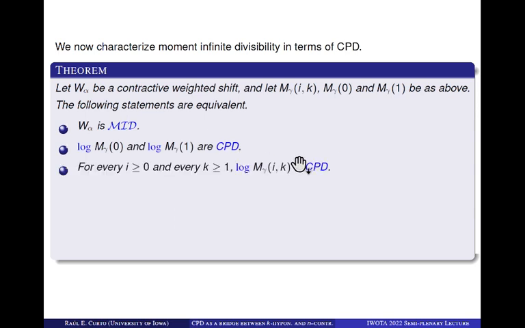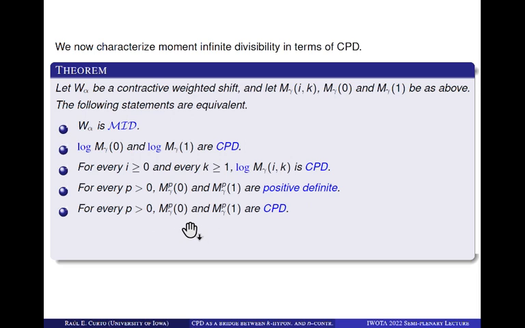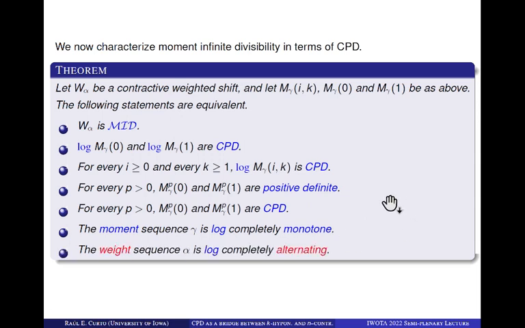The logs are CPD for every i and every k. The log of M ik is CPD. For every p, the Schur powers are positive definite. And for every p, the Schur powers are CPD. And the moment sequence gamma is log completely monotone. And the weight sequence is log completely alternating. Of course, we knew the characterization between one and the last two, but the others are new conditions, but involving CPD.